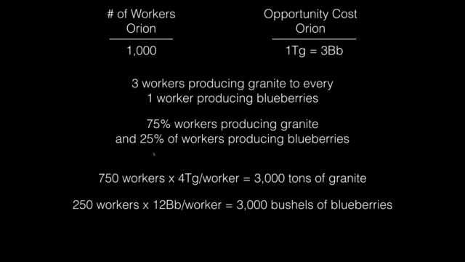We know that 25% of the labor force is going to be used for blueberry production, so that means 250 workers are going to be utilized, and that the productivity of the typical worker is equal to 12 bushels of blueberries per worker. So I multiply that 250 times the 12, and that gives me 3,000 bushels of blueberries. So you can see here that the amount of tons of granite produced is equal to the amount of bushels of blueberries that is being produced. So make sure you understand that.